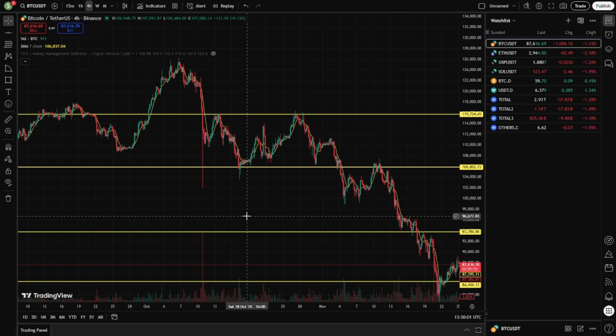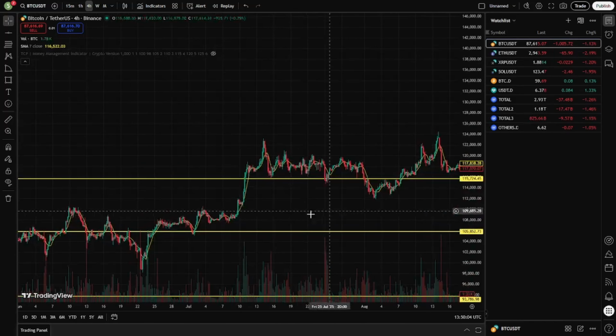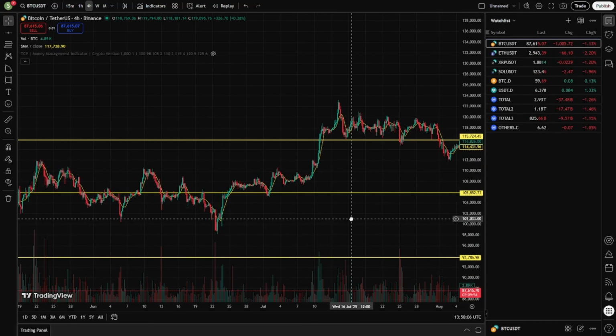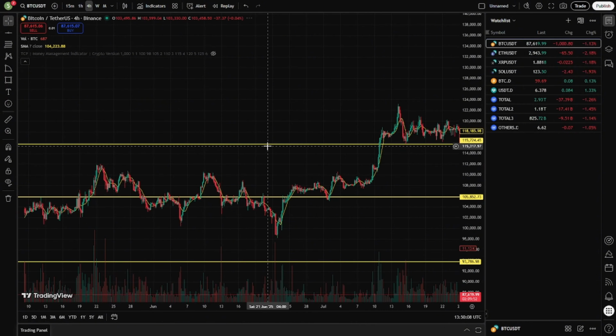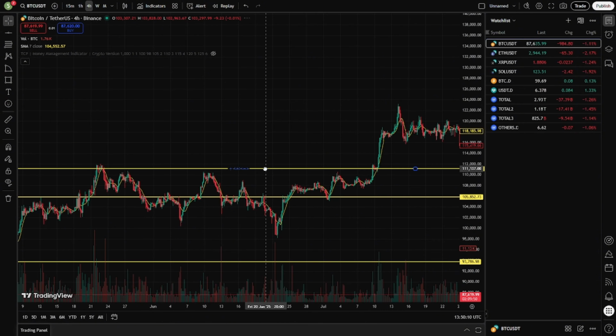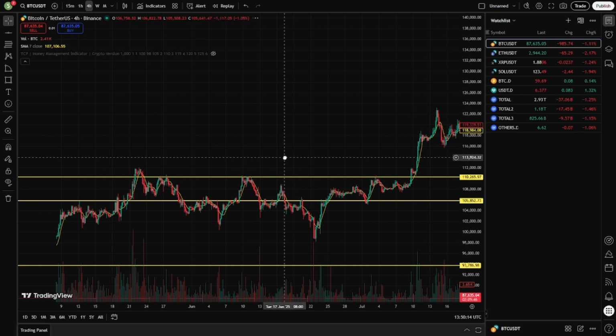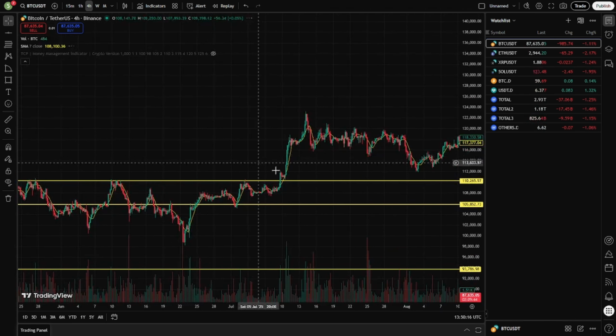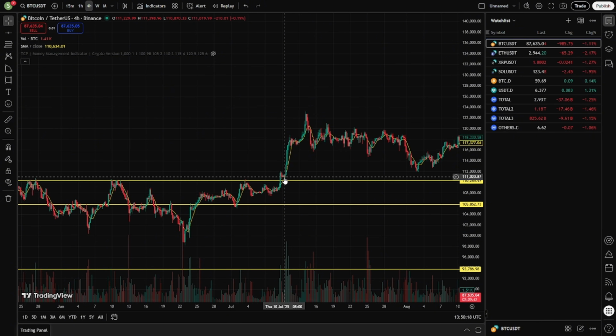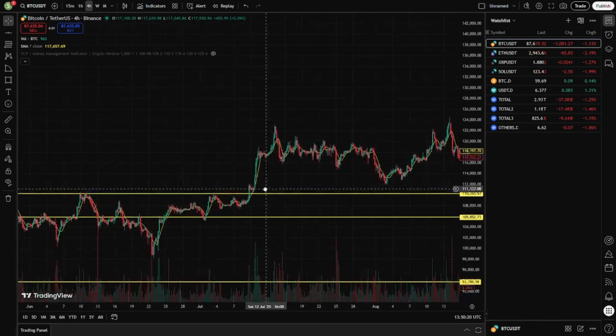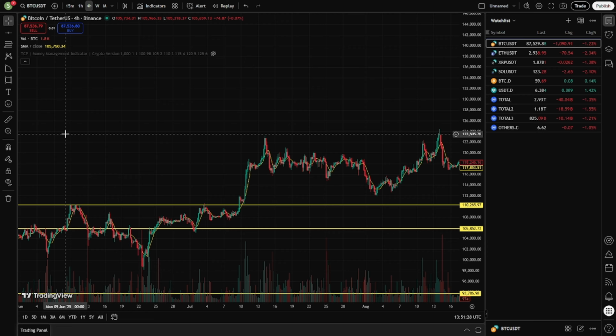Now let's see the price breaking the resistance area. For example, here we can see that price came and touched this area 4 times and it failed to break it. But after breaking it and closing above this area, it pumped heavily and went to Bitcoin's all-time high price.